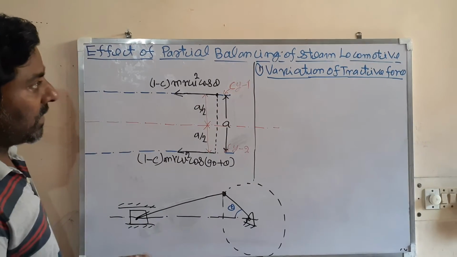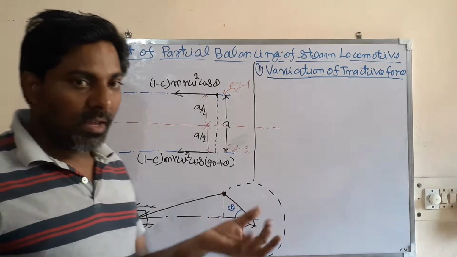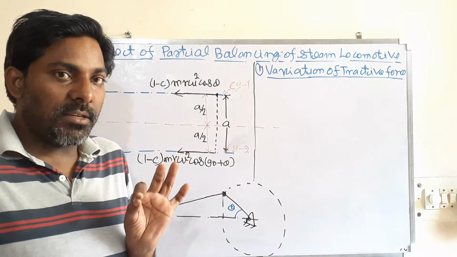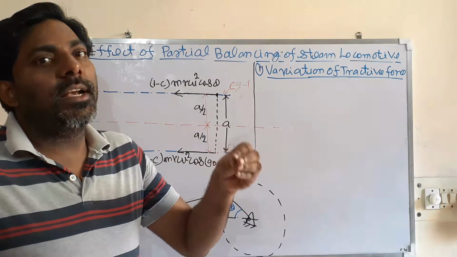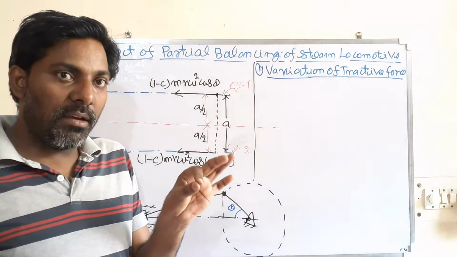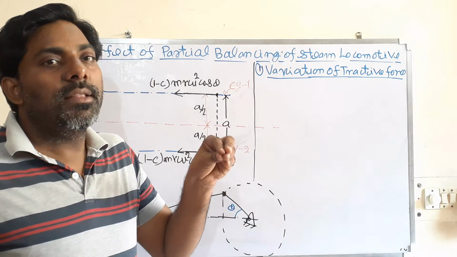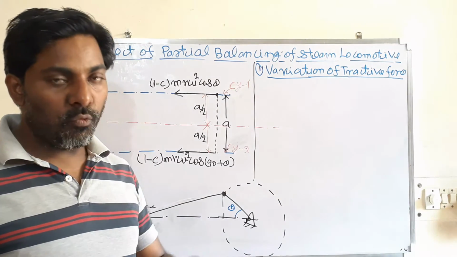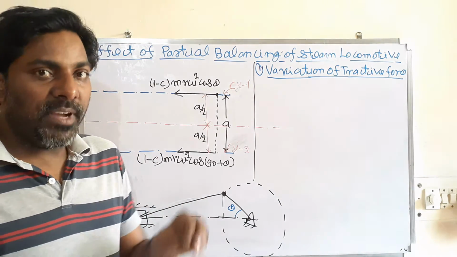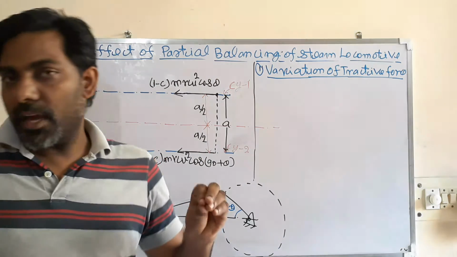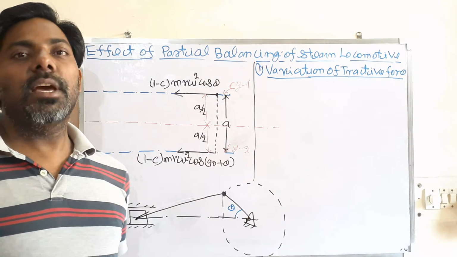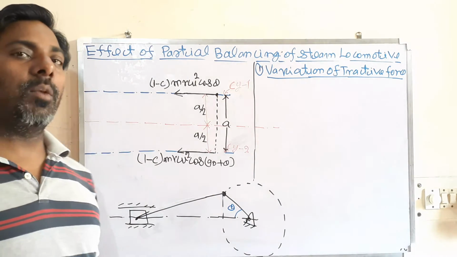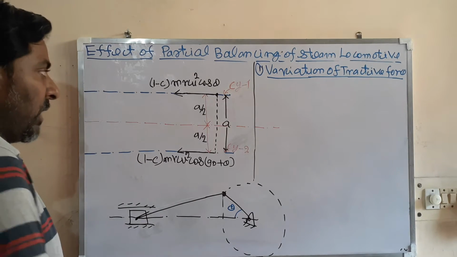So there are two cylinders, and their cranks are at 90 degrees. Already I have told that the cranks of these two cylinders are at 90 degrees. If the crank of cylinder 1 is at an angle of theta, then the crank of cylinder 2 will be at an angle of 90 degrees plus theta. Why at 90 degrees? Because the engine can start at any position, and also the turning moment diagram will be uniform. For that purpose you are doing this.